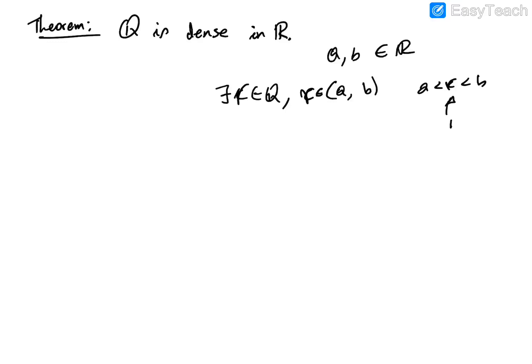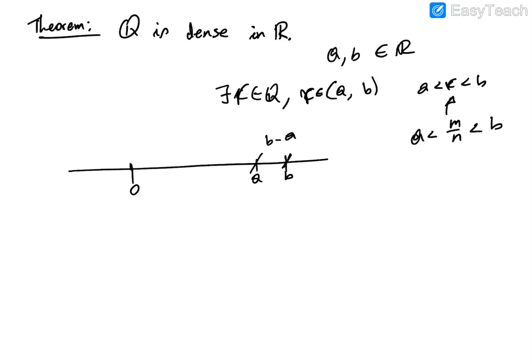If r is like m over n, then we're going to be looking for a rational number m over n between A and B. So what we will do is, 0 is here. Let's say A and B are here. Okay, we're going to measure the distance from A to B. That's B minus A. And we'll pick a natural number n such that 1 over n is less than B minus A. So this 1 over n is smaller than B minus A. So it's kind of like 1 over n is this wide, perhaps.